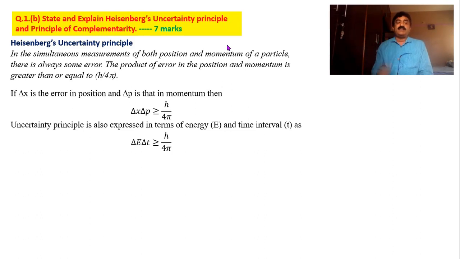If you try to focus on both at a time, you will end up with some error. That is why Heisenberg says that in the simultaneous measurement of both position and momentum of a particle, there is always some error. The product of the error in the position and in the momentum is greater than or equal to h by 4 pi. That is delta x into delta p is greater than or equal to h by 4 pi. This is not only for position and momentum, even for energy and time also: delta E into delta t is also greater than or equal to h by 4 pi.